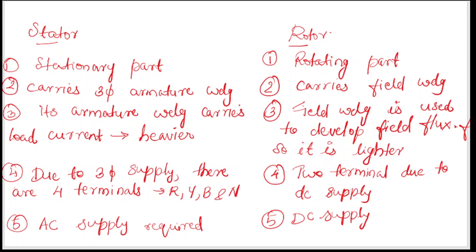In the case of rotor, it carries the field winding. The field winding is used to develop field flux, so it is lighter. In the stator, we are giving three-phase supply, so there are four terminals. In the rotor, only two terminals are required due to DC supply. In the stator, AC supply is required, and in the rotor, DC supply is required. So this is the basics of synchronous machine.